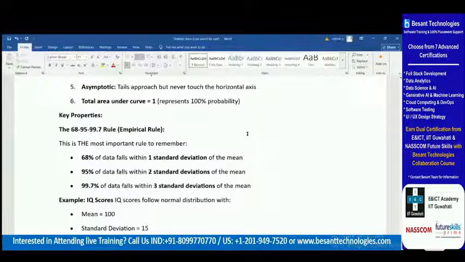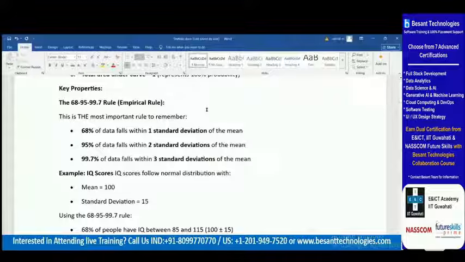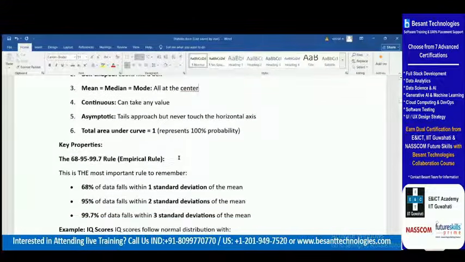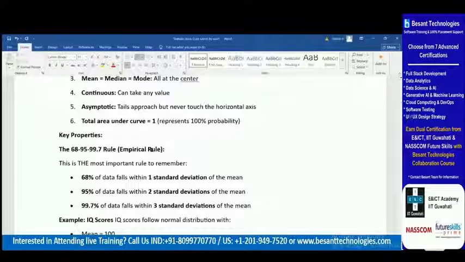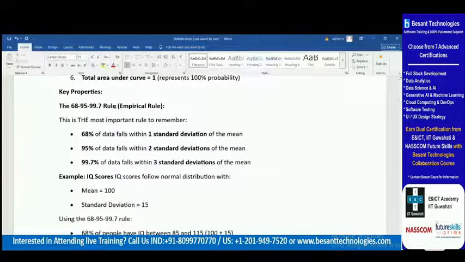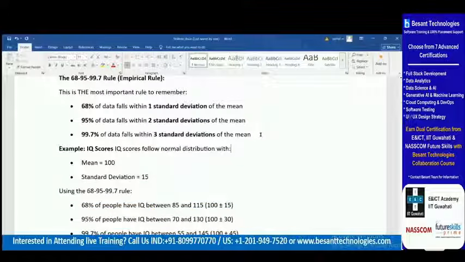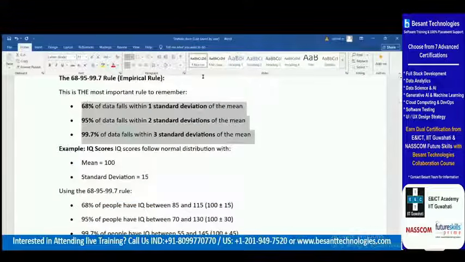Okay, so for this normal distribution data set, you have to consider a few rules. The first rule is the empirical rule. Empirical rule means 68 to 95 to 99.7. This rule means that 68% of your data set will fall within one standard deviation of your mean, 95% of the data set will be within two standard deviations of your mean, and 99.7% of your data set will be within three standard deviations of your mean.